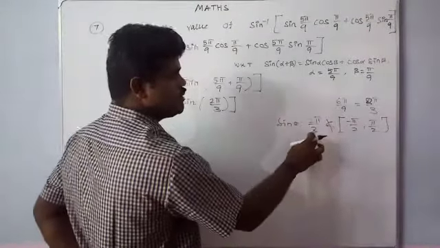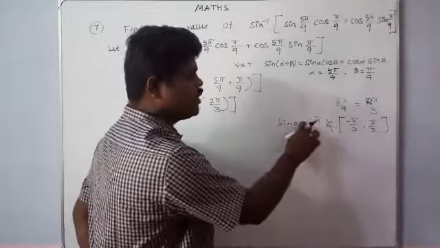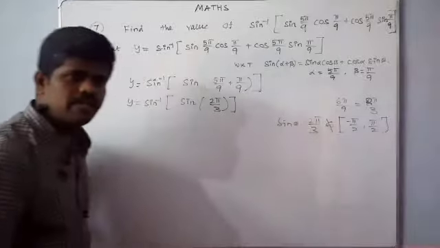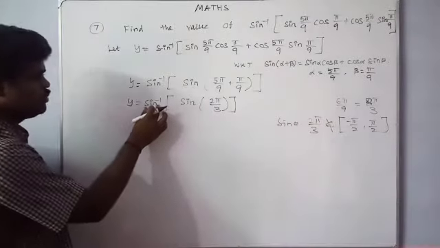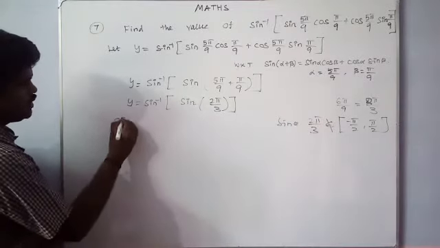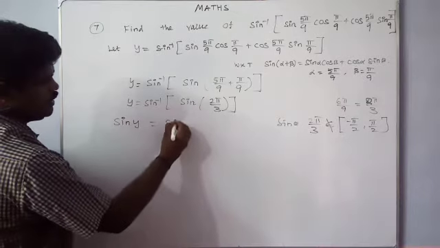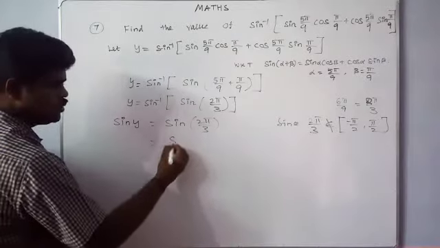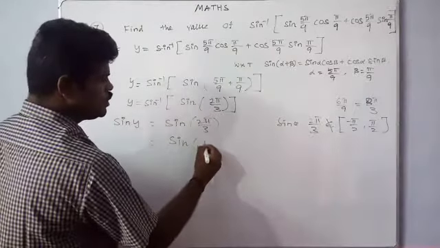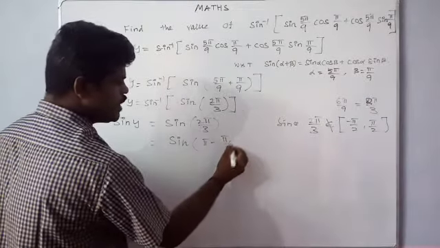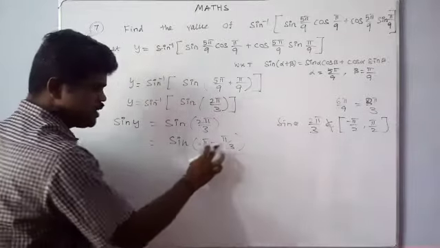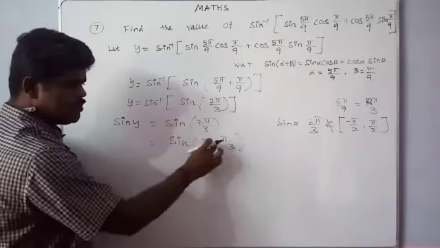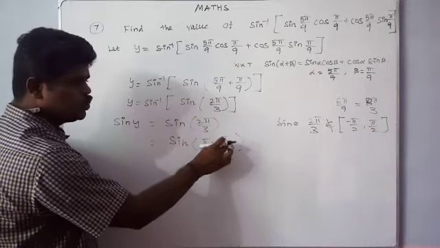Since 2 pi by 3 does not belong to minus pi by 2 to plus pi by 2, because this angle 2 pi by 3 means 120 degrees. This does not belong to minus 90 to plus 90. So we can change the value. Take sin y is equal to sin 2 pi by 3, and we want to change the value as pi minus pi by 3, because pi minus pi by 3 is equal to 2 pi by 3.